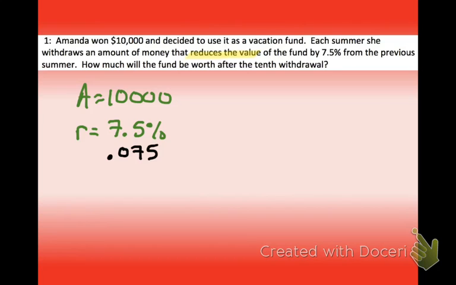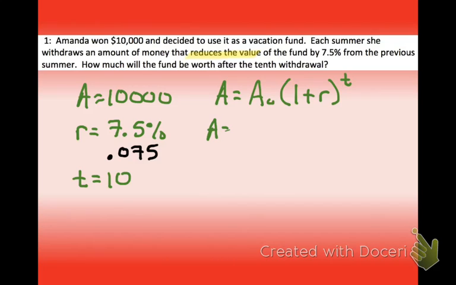7.5% from the previous summer. How much will the fund be worth after the 10th withdrawal? So t is going to be 10, because we're looking for withdrawing each year for 10 years. So we're going to go ahead and plug this into our formula, which was A equals a sub 0 times 1 plus r to the t.